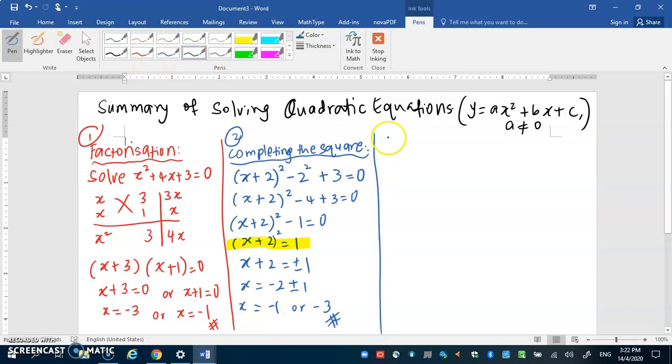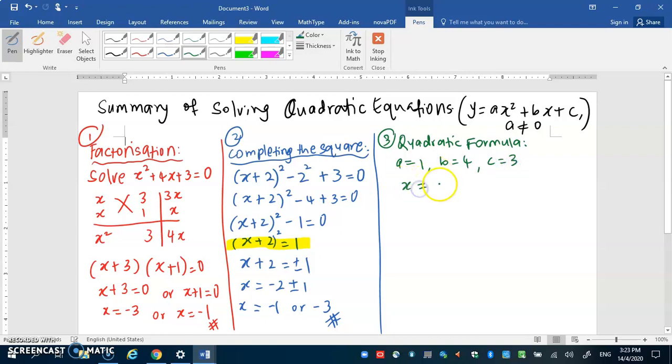Now the third method you all learned is your favorite, which is known as the quadratic formula or the general formula. So this one is super easy. The quadratic formula is x equals to negative b plus minus square root of b squared minus 4ac over 2a. So I'm just going to sub in the values of a, b and c into the formula. But before that, I think I will write down what are the values of a, b and c. Okay, I'm going to use the same equation. A is 1, b is 4, and c is 3.